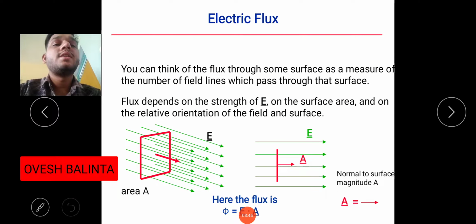You can think of the flux through some surface as a measure of the number of field lines which pass through that surface. It means flux depends on the strength of E.